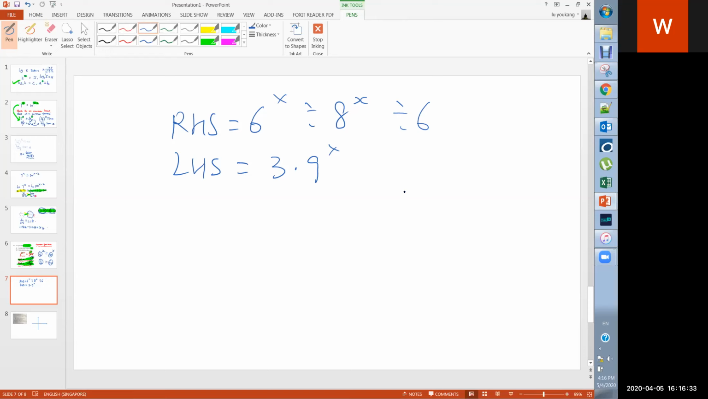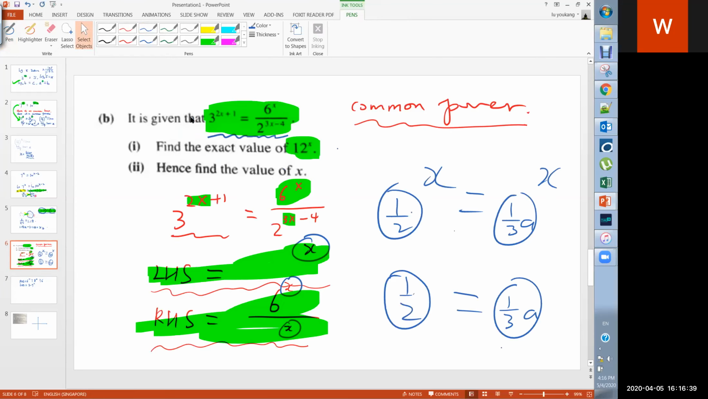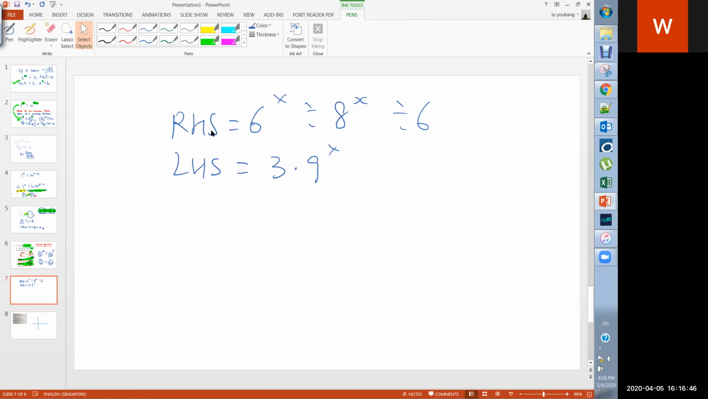Can I see the question? Because I still think it's 6x. I think I was confused. 6 to the power x, right? Okay, good. I continue from your work. So what I can do here is, that means basically I can get it into this form. Our LHS is equal to RHS. Am I right? Am I right or not?